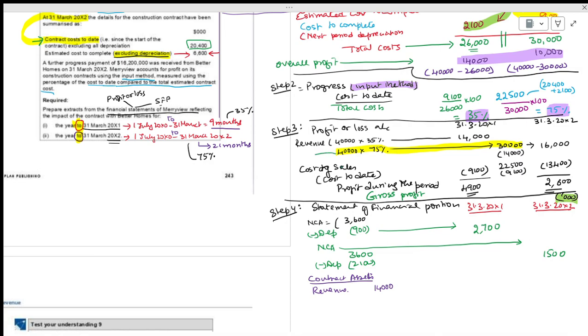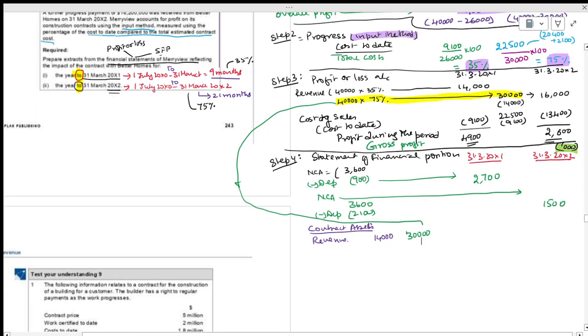35% and 75%. This is the one? Is it right? Yeah, it is 75%. How much? 30,000. Okay, fine. See, revenue. Okay, next.